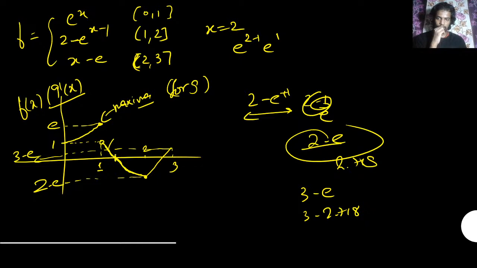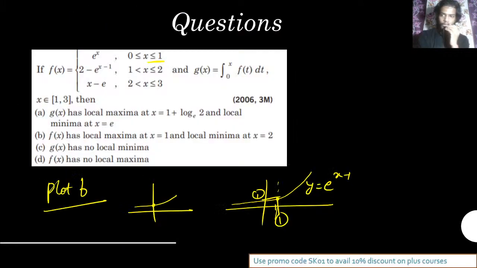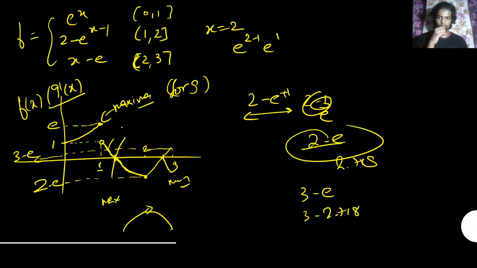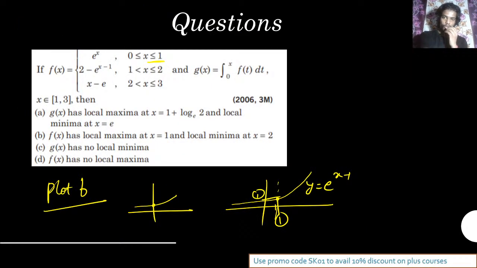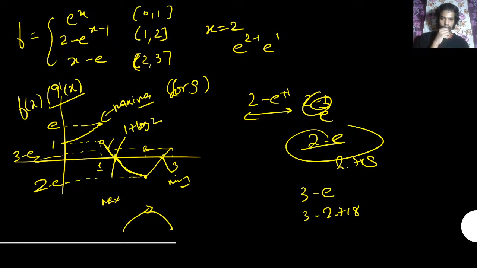But you see here the derivative changes from positive to negative, which means the function goes from increasing to decreasing, and here also decreasing to increasing. It means that it encounters a maxima here and a minima here. So the options are, g(x) has a local maxima at x equal to 1 plus log 2. Yeah, this is actually 1 plus log 2, because if you put log 2 here, 1 plus log 2, this would be exactly 0. So it has a local maxima at 1 plus log 2 and a local minima at x equal to e, and this point is x equal to e.